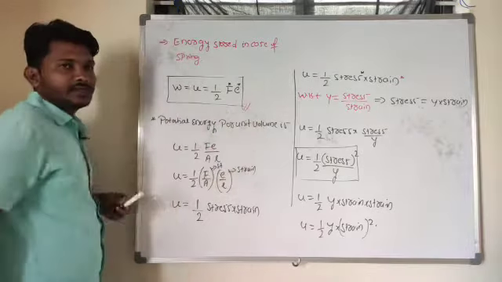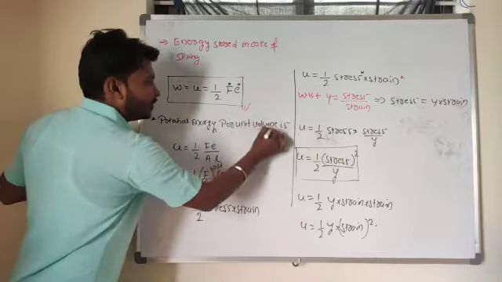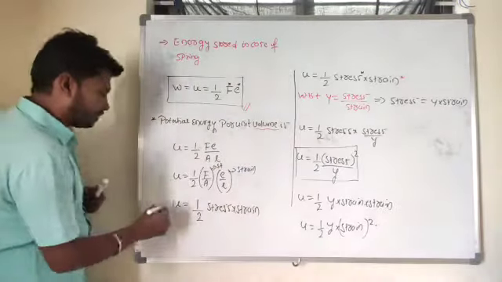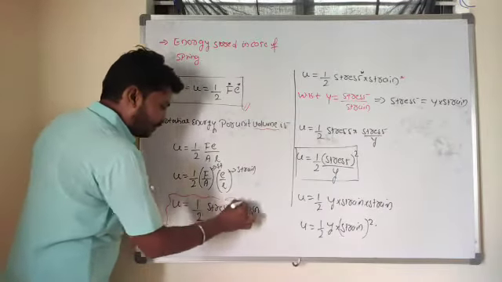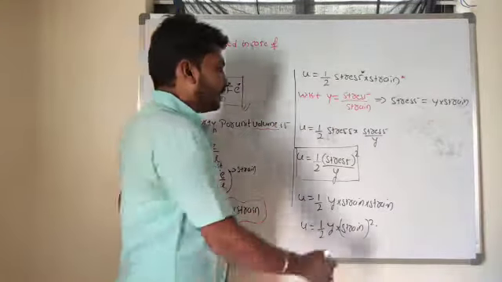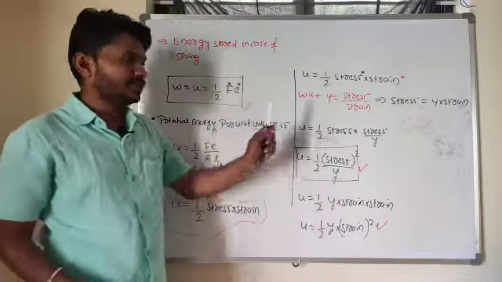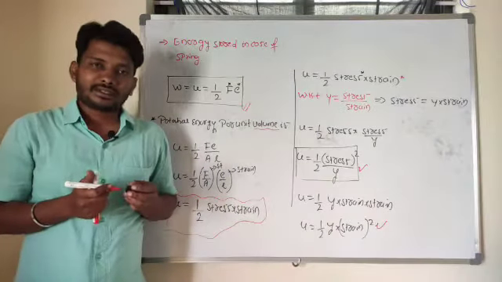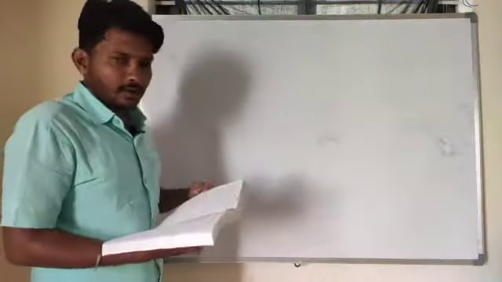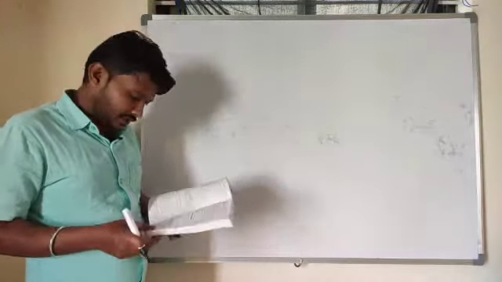So this is all about potential energy stored in a spring. What is the potential energy? Half of F into E. The potential energy per unit volume is half of stress into strain. This equation I can rewrite in terms of stress and in terms of strain. So this is about the mechanical properties of solids. Now we'll look at some numericals related to mechanical properties of solids.